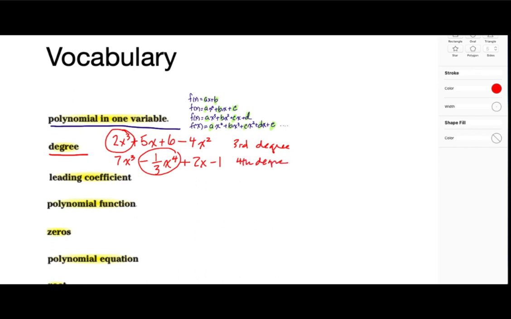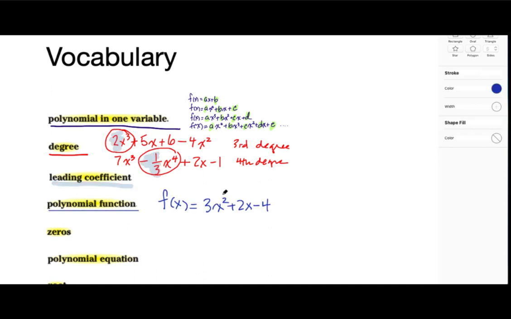The leading coefficient is a term that is going to refer us to the coefficient that is next to the highest degree term. So the degree of this term is 3, and so the leading coefficient here would be 2, and the leading coefficient here would be -1/3.